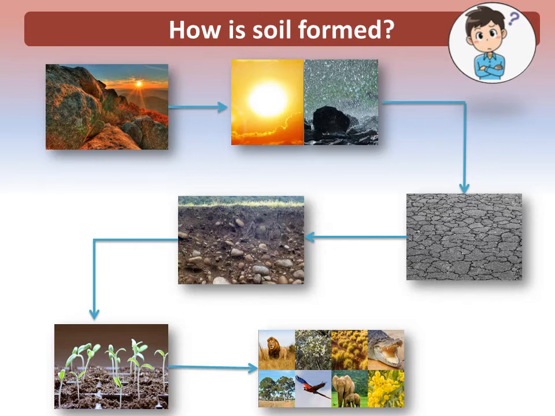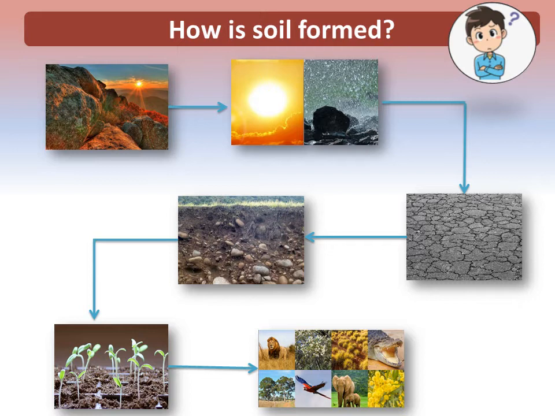How is soil formed? In the beginning, the earth was covered with rocks. Heat from the sun heated the earth's surface and the rain cooled it. As a result, the rocky surface cracked.